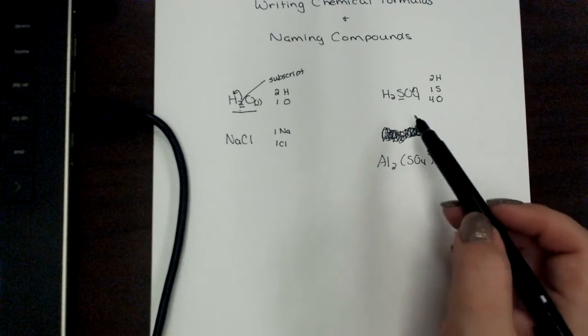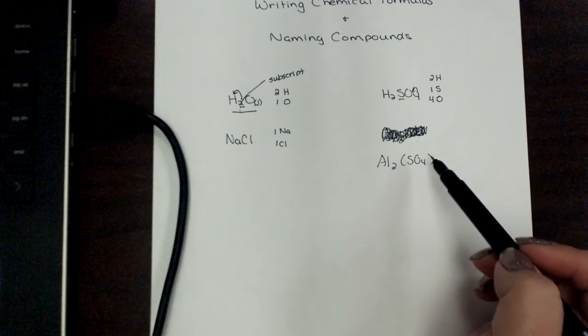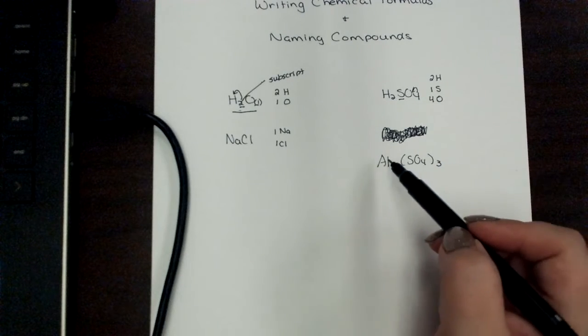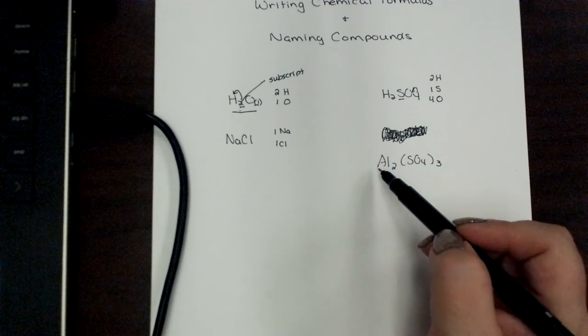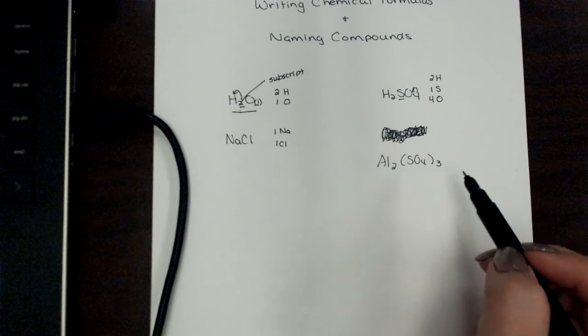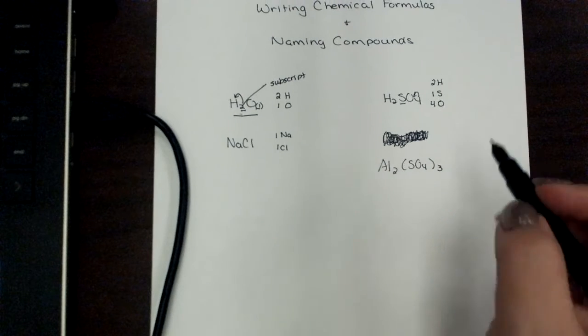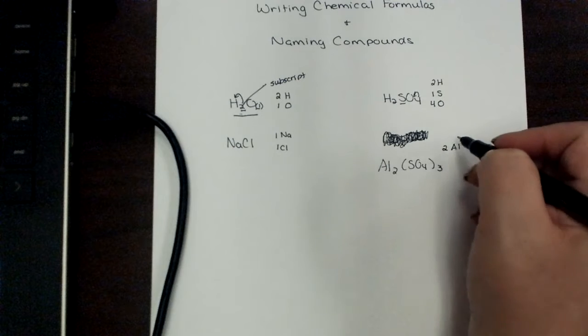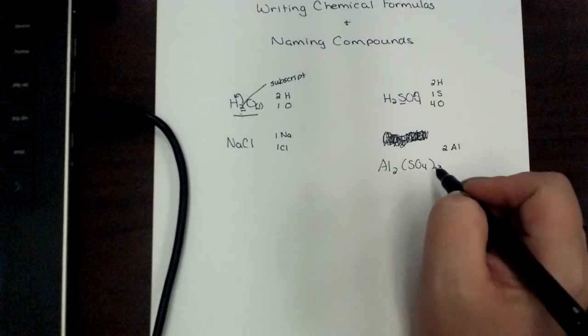So let's look at this one down here. There's sulfate again, SO4, one of your polyatomic ions. But now we've got these parentheses here. So let's start by looking at this. This is aluminum sulfate is what this compound is called, aluminum sulfate. So aluminum right here, it tells us that we have 2 aluminum. And then right here, the SO4 is in parentheses.